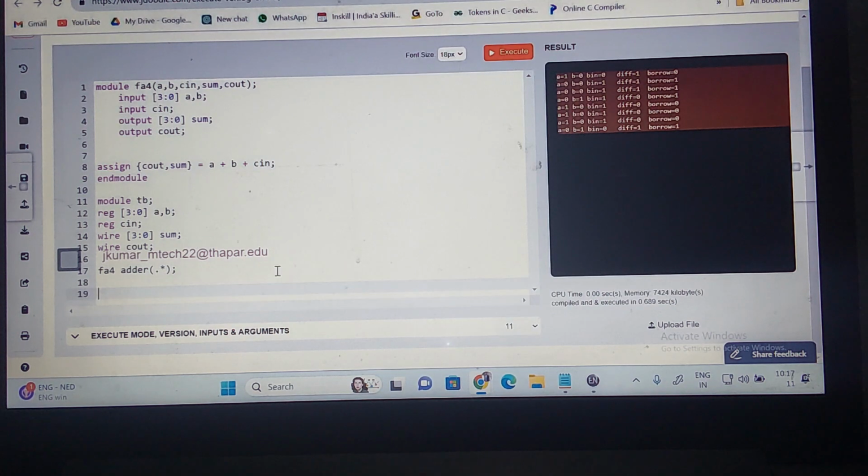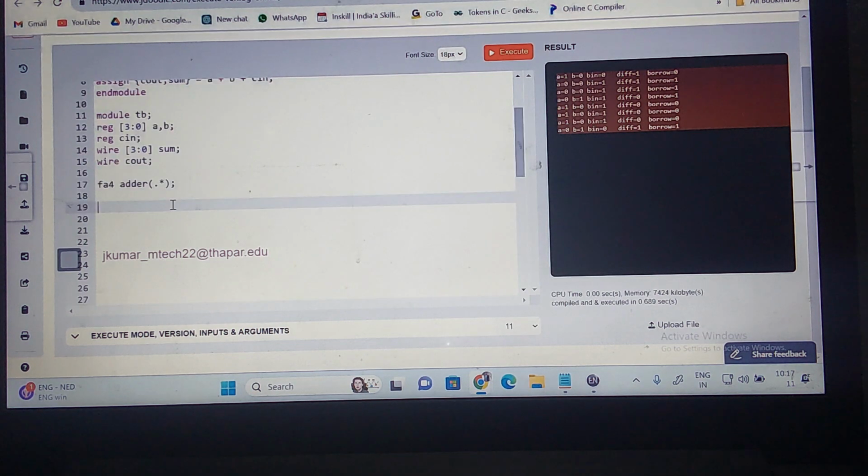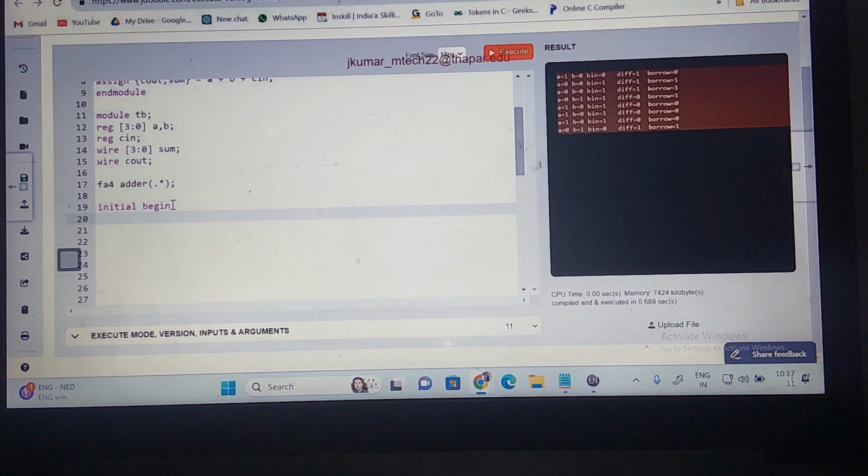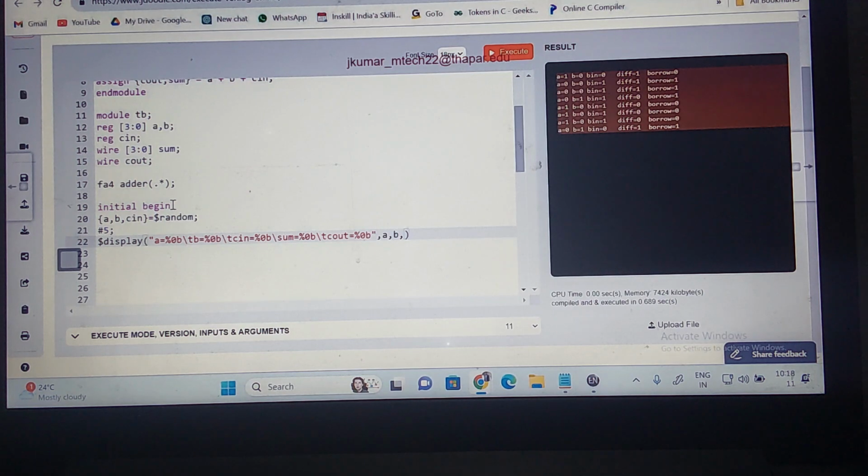Now I need to generate the input and apply the input to the design file. For that I should start with one block: initial begin. Shall I use the concatenation operator, A comma B comma C, equal to $random? Then let me give some time to print the result. $display, what I want to display: A value, B is equal to percent 0b, tab space, C is equal to percent 0b, then sum is equal to percent 0b, then tab space, Cout is equal to percent 0b. Now what arguments do I need to pass? A, B, C, sum, Cout. Then end this initial begin in the module.